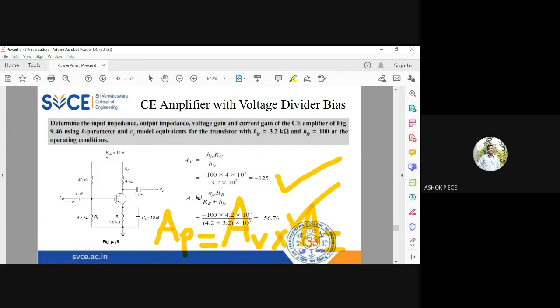Sometimes they refer to it as input resistance, sometimes as input impedance. Everything is the same. We need not worry whether the question is asked with respect to input resistance or input impedance. It is all the same. Okay, so with this we complete common emitter amplifier analysis using H parameter model. So far we have seen only single stage amplifiers, only one circuit we have seen, right? So now next we are going to see what are called multi-stage amplifiers.